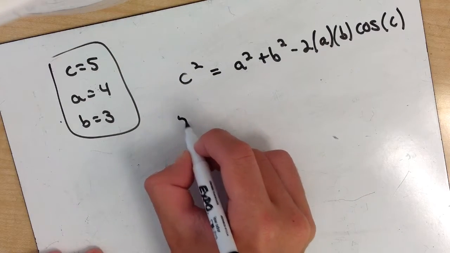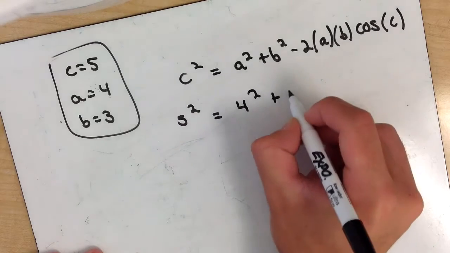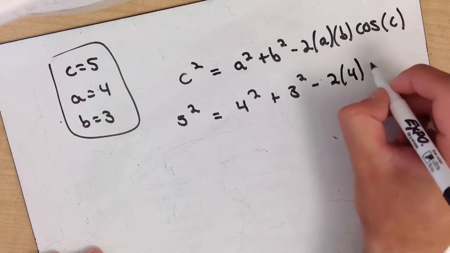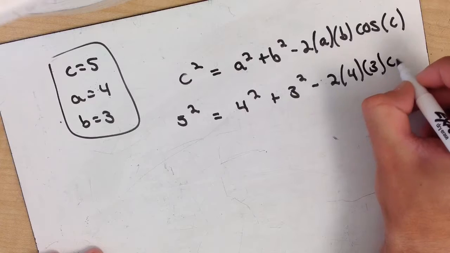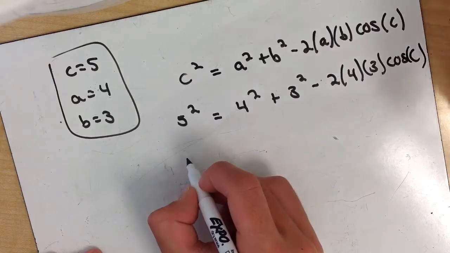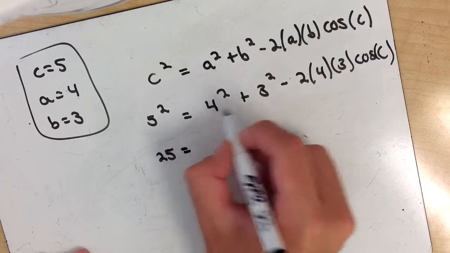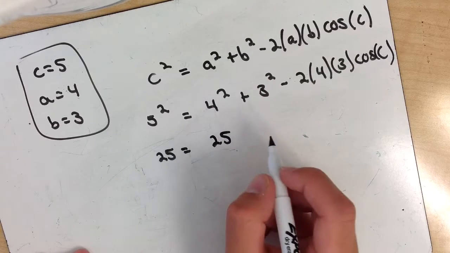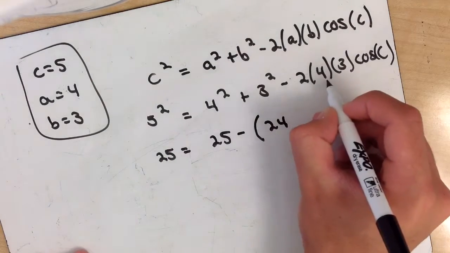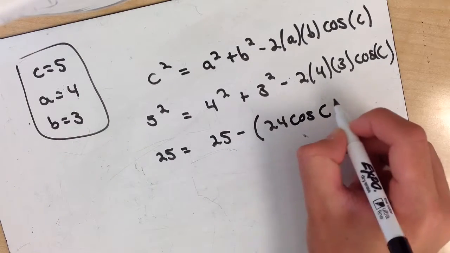So now 5 squared equals 4 squared plus 3 squared minus 2 times 4 times 3 cosine of C. 5 squared is 25 equals 16 plus 9 is 25 minus 24, 2 times 4 times 3, cosine of C.